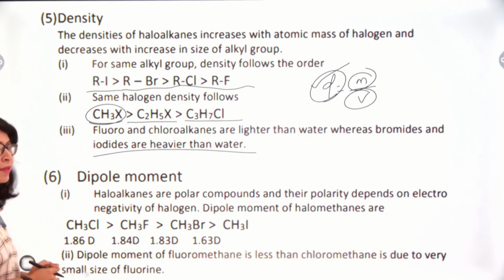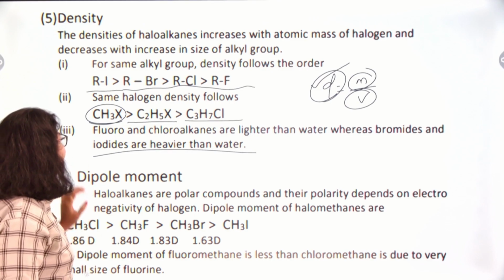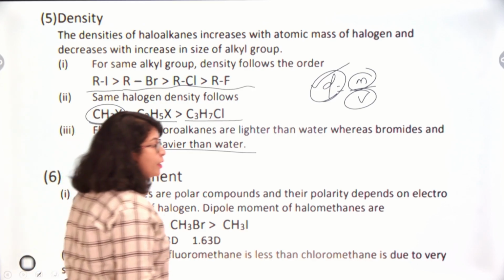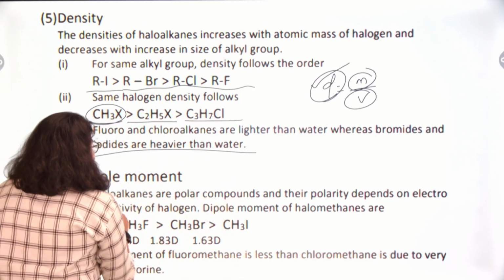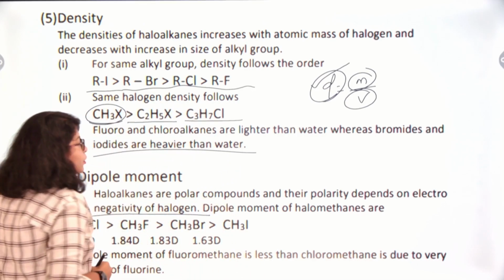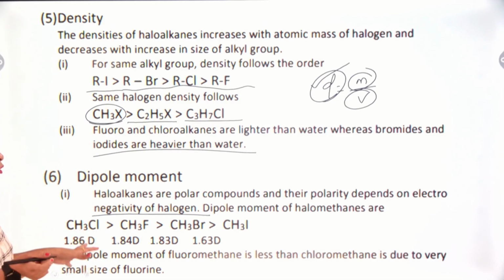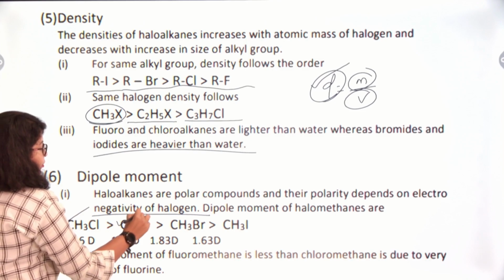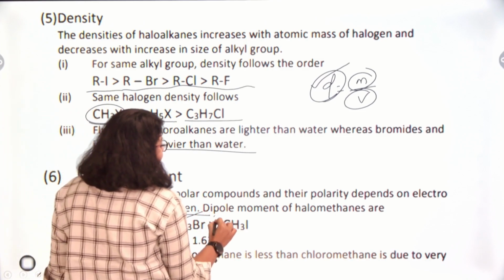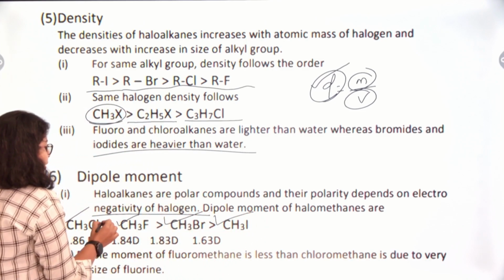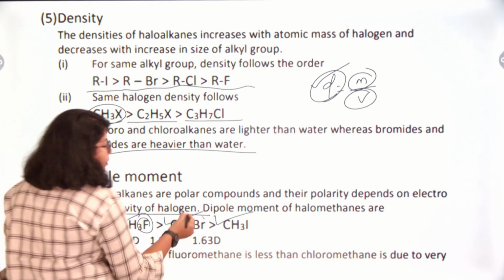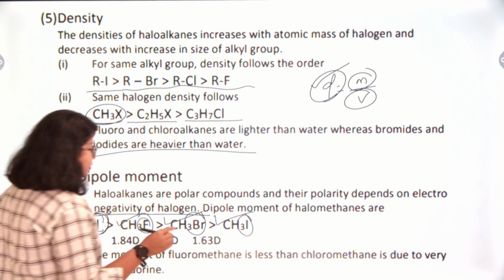Now, the important thing here to note is the dipole moment. Haloalkanes are polar compounds and their polarity depends upon the electronegativity of the halogen atom. The dipole moment of halomethanes follows the order CH3Cl greater than CH3F greater than CH3Br greater than CH3I, because of the electronegativity of chlorine being greater than fluorine, greater than Br and greater than I. So, it follows this order.